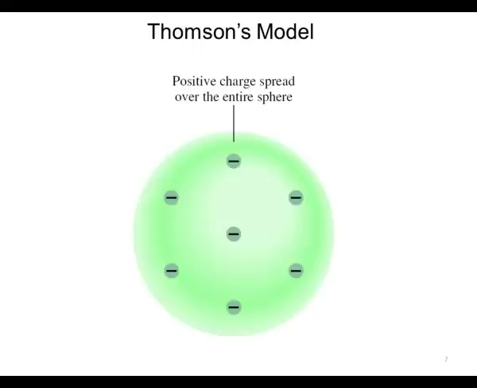Here's a rudimentary picture of the atom that Thomson proposed. He knew that at this point the electrons were outside of the atom.